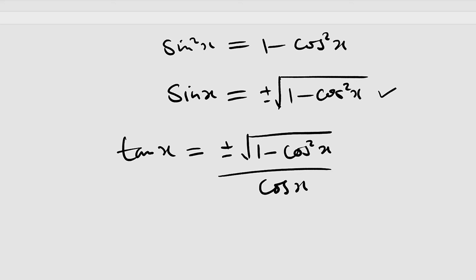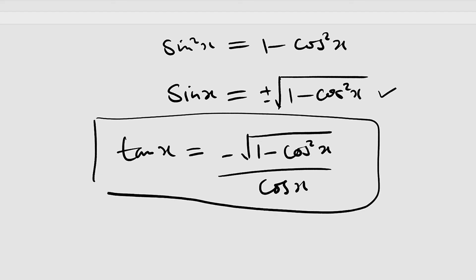But in the fourth quadrant, remember, this is going to be negative, so we are going to take away the positive sign and leave it like this. And this is the second method. Very simple, right? Now let us move to the last one.